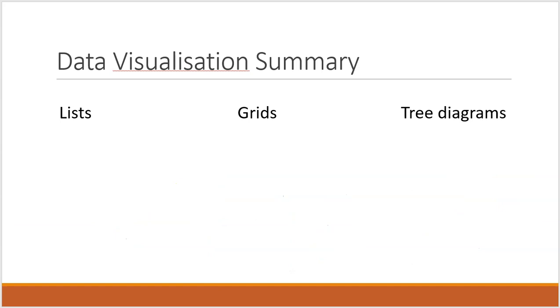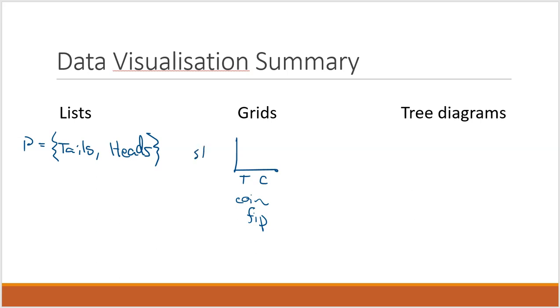So in summary, what we did was we looked at lists. So P equals tails and heads, like a coin flip, expressing data like that. We looked at a grid. In this case, we had the coin flip down here and a spinner over here, so A, B, and C. And then you'd have a simple grid as such. Each little point on the grid represents the combination. So spinner lands on A and coin flip lands on B, so you'd be somewhere like that.